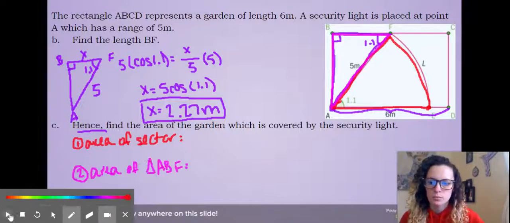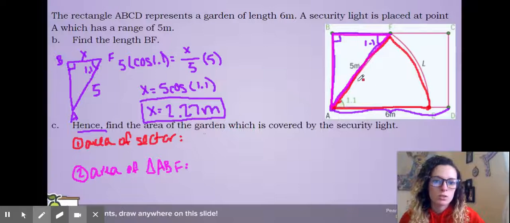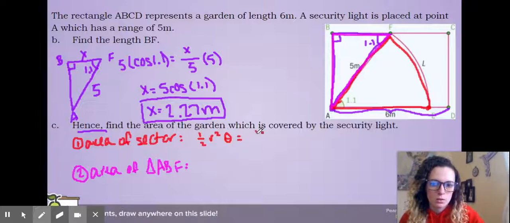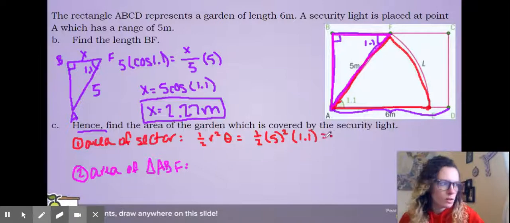All right, so my area of the sector, since the angle given to me was in radians, I can use the formula from the previous page, which is 1/2 r squared theta. So 1/2 times my radius, which is 5, squared, times theta, which is 1.1. If I work that in my calculator, I get around 13.75.